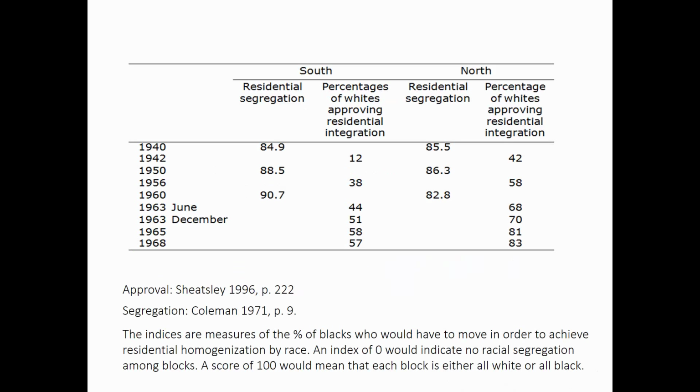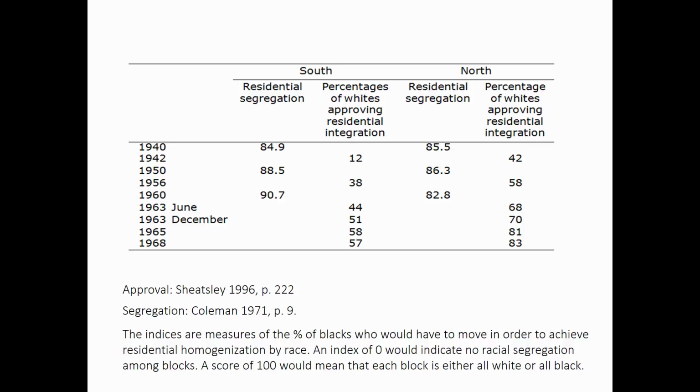Now let's look at this data again. People become more tolerant within 20 years. From the 1940s, only 12% of the people in the South approve of residential integration, while 20 years later it's almost 40%. Same thing for the North, right? At the beginning in the 1940s, only 40% approve of mixing when it comes to housing, and 20 years later it's almost 70%.